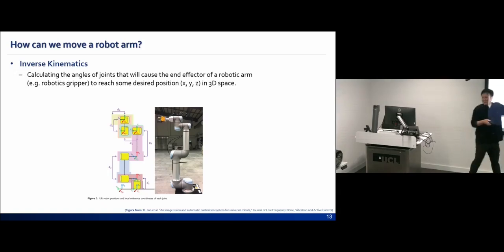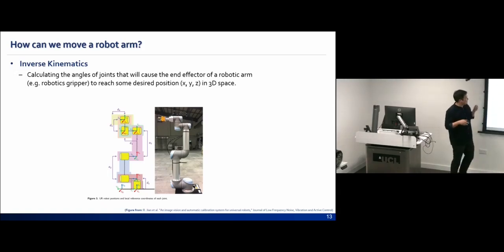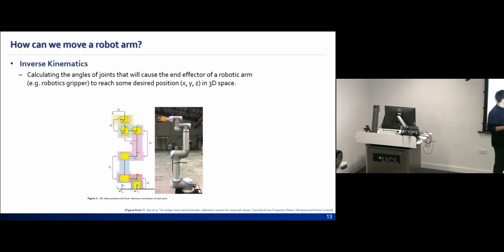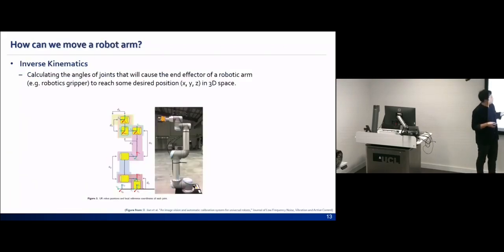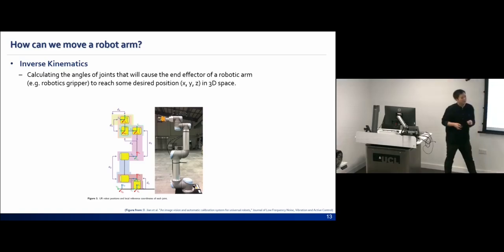And you guys know more than me about this one. I don't know very much, I just use this one as a tool. But what we know is that we need to calculate the angles of joints that will cause the end effector of a robotic arm to reach some desired point X, Y, Z in 3D space. So after we obtain this 3D point, we need to use inverse kinematics to let the robot arm reach this X, Y, Z coordinate. By using these fundamental skills, now our robot can finally interact with the real world.